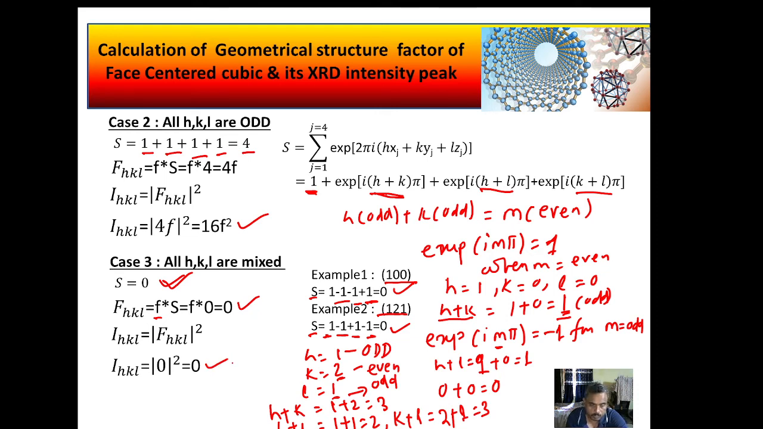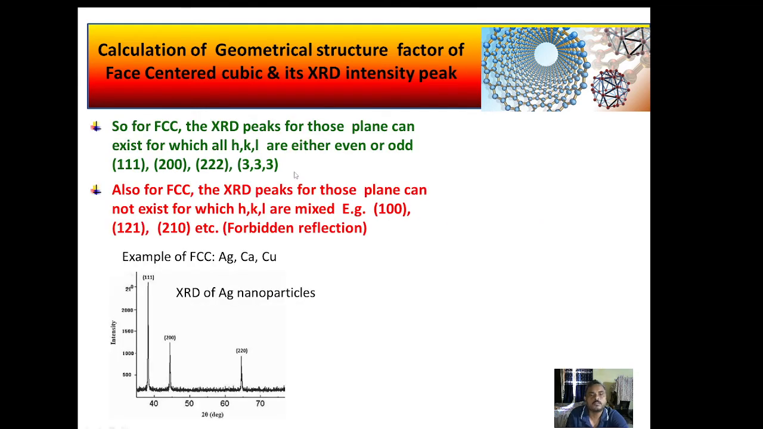So now you see we got the overall conclusion. The conclusions are here. For FCC, the XRD peak for those planes can exist for which all hkl are either even or odd. Okay, some examples are 1 1 1, so all of them are odd, so it will exist. 2 0 0, all of them are even, so it will exist. 2 2 2, all of them are even, so it will exist.